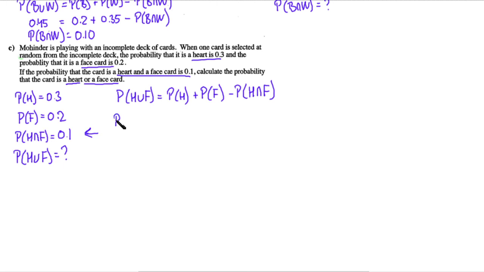So the probability of heart or face is going to be 0.3 plus 0.2 minus 0.1. And this will give us a probability of 0.4 of selecting a card that is heart or face.